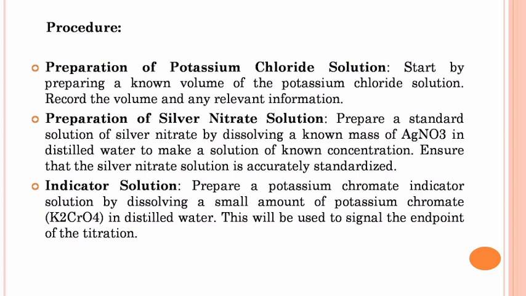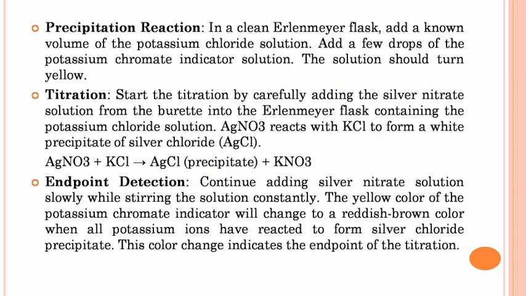Third, indicator solution. Prepare a potassium chromate indicator solution by dissolving a small amount of potassium chromate, K2CrO4, in distilled water. This will be used to signal the endpoint of the titration. Fourth, precipitation reaction. In a clean Erlenmeyer flask, add a known volume of the potassium chloride solution. Add a few drops of the potassium chromate indicator solution. The solution should turn yellow.